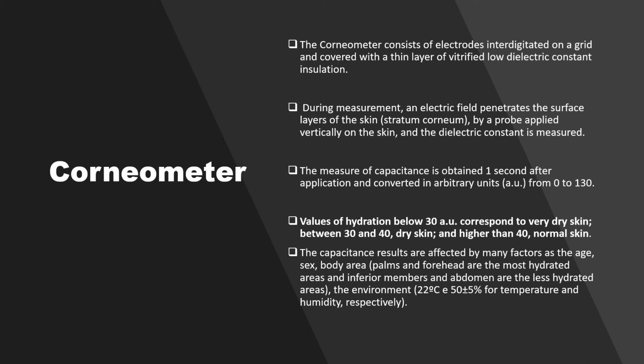Now this value may vary depending on the type of corneometer you are using. So this is about a corneometer where the value comes from 0 to 130. It is measured in the arbitrary unit, AU, whereby if you get a value below 30, you interpret it as very dry skin. When you get a value between 30 and 40, it refers to dry skin. Anything higher than 40 is normal skin.